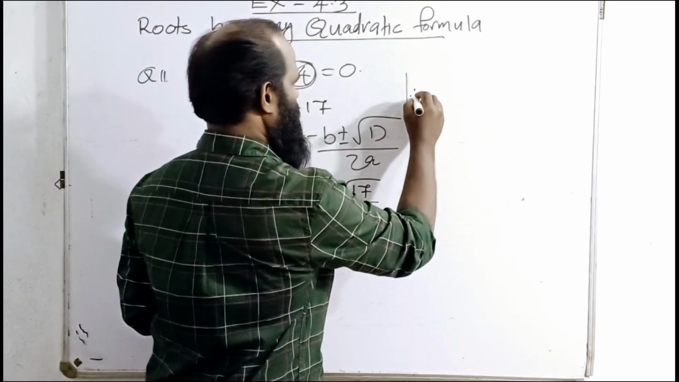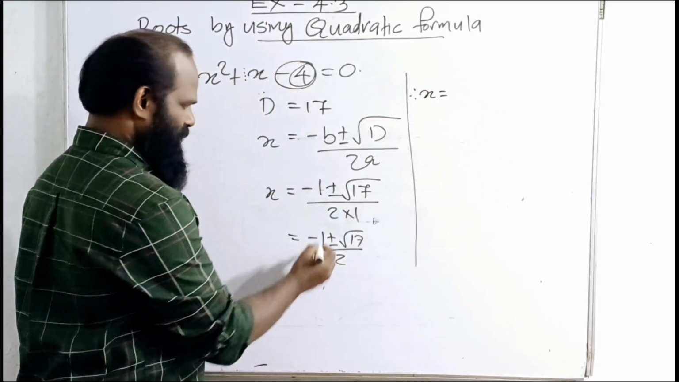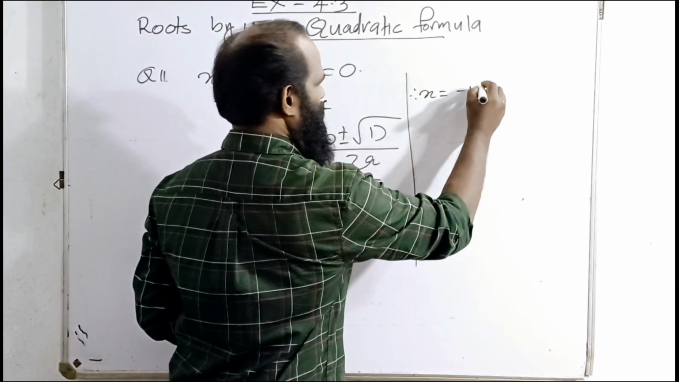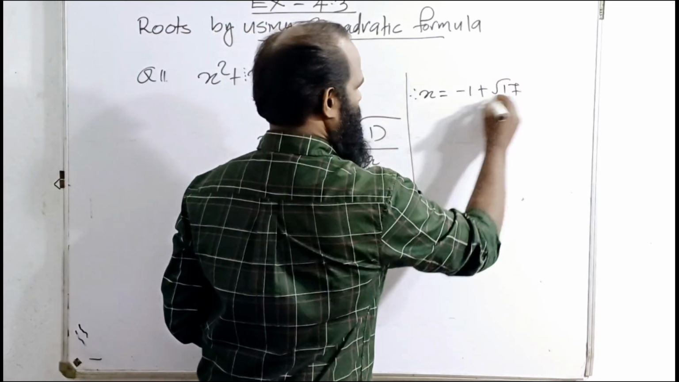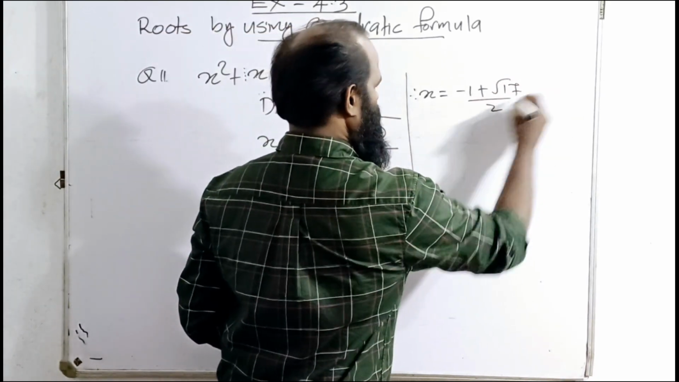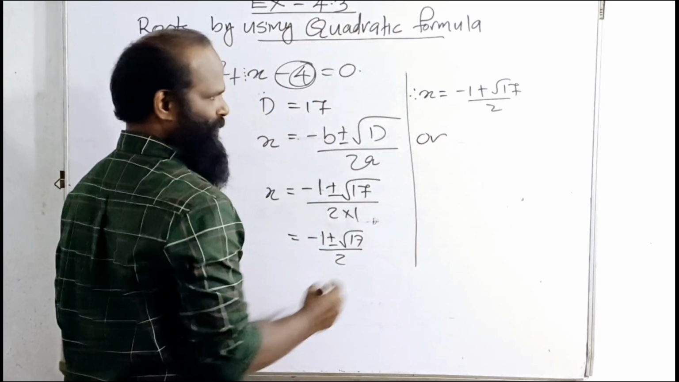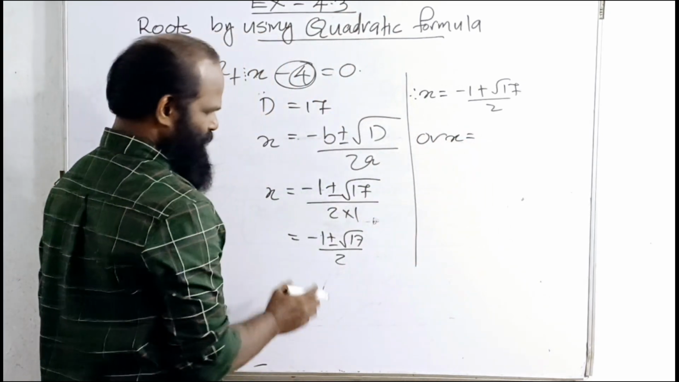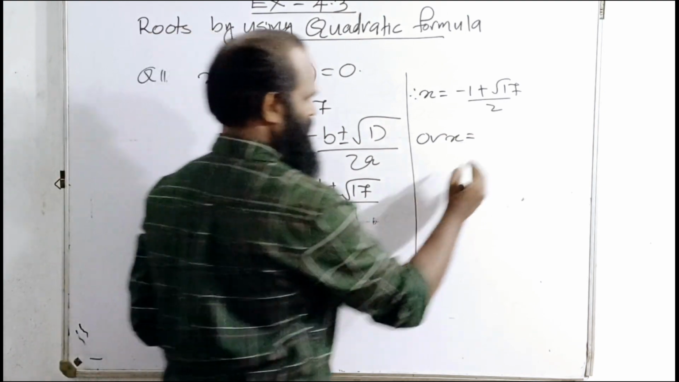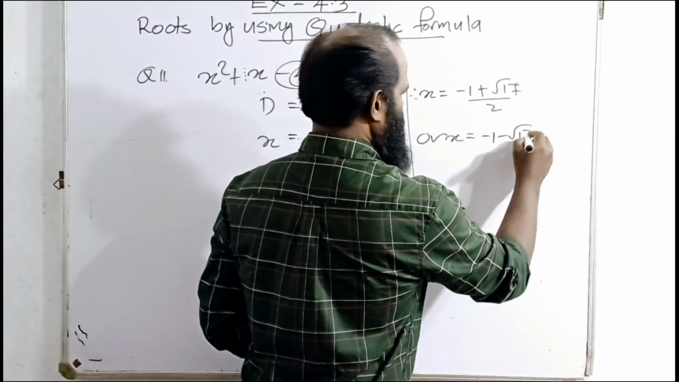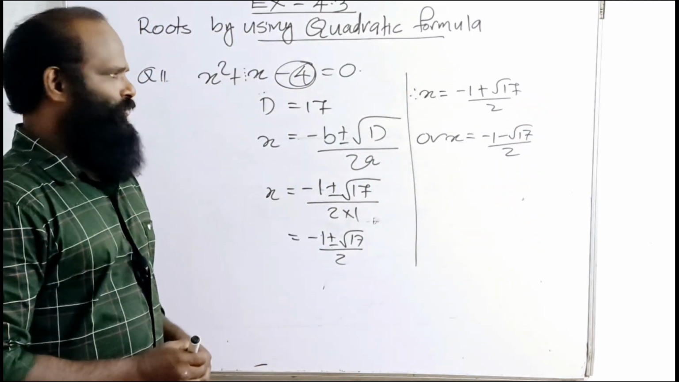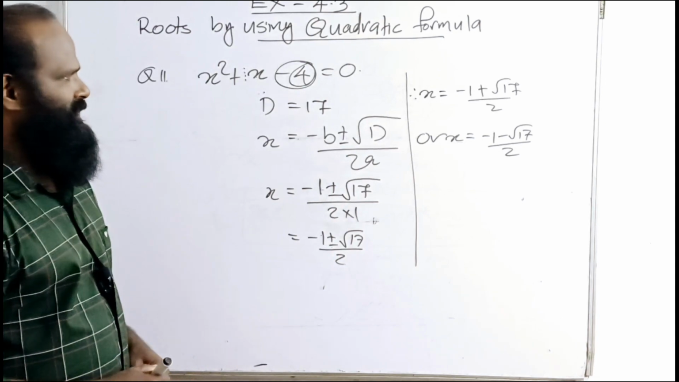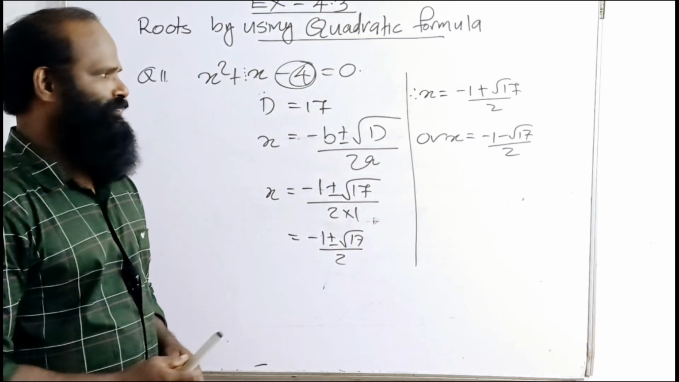Now, therefore, x is equal to negative 1 plus root 17 by 2, or x is equal to negative 1 minus root 17 by 2. These are the values of x in the second question. Hope you have understood this.